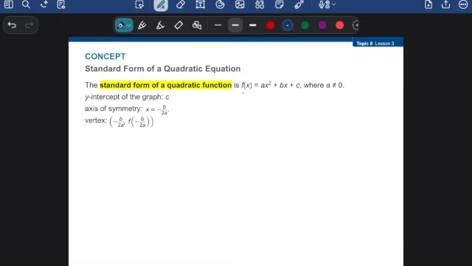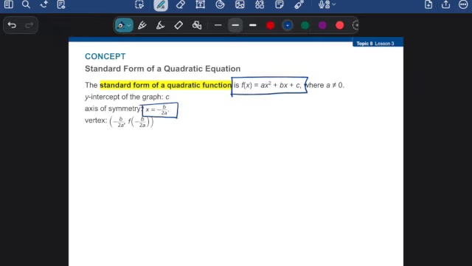Standard form of a quadratic equation, we already went over this, ax squared plus bx plus c, where a does not equal 0 because then that would get rid of the quadratic term. Okay. We know the y-intercept is c. There's another important feature that we can identify. So if we're looking for the axis of symmetry, remember it's going to be a vertical line, so the equation will be x equals some value.